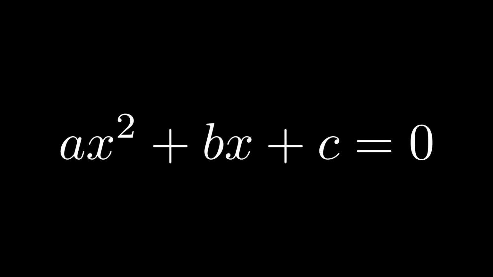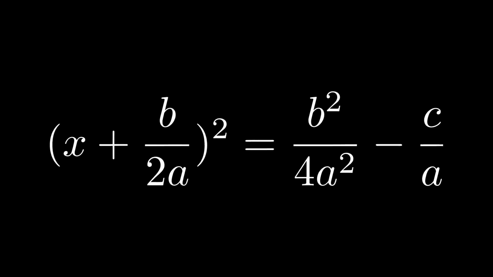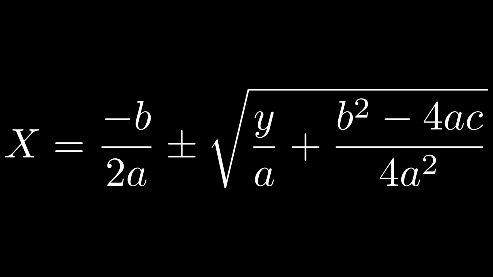We start with the function, then set it to 0. Then the key move is to add b squared over 4a squared, then collect the terms and take the square root. If we instead use an arbitrary value y instead of 0, we will get the following formula, which will be explained later on.